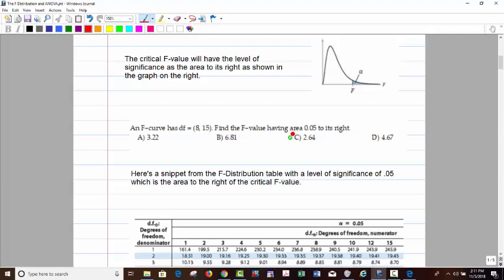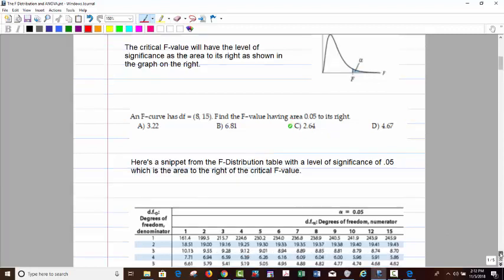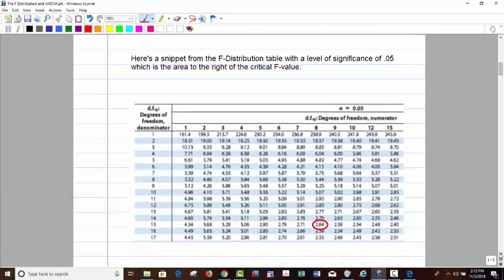So 2.64, checked. And now I have a little snippet from the table. We just looked at the entire table, but there's the 0.05, and you see there's the 8 degrees of freedom numerator, 15 denominator, there it is, circled, 2.64. So I don't think that's too bad.